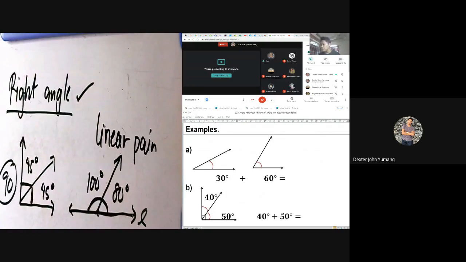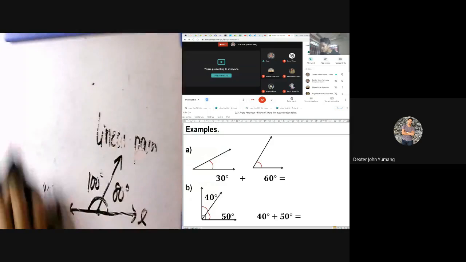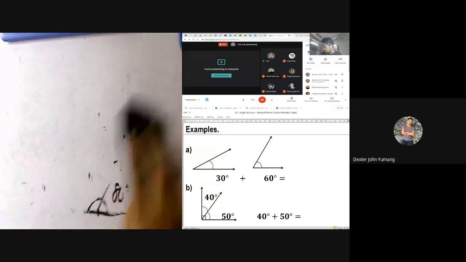Take a look with letter A. The first example is 30 degrees added to 60 degrees. If you are going to add 30 and 60, we will get the sum of 90 degrees. And 90 is an example of a supplementary angle. Complementary, rather. Again, 30 plus 60 is equals to 90, and 90 is a complementary angle. So you write in letter A the answer 90 degrees, then complementary angle. Allow me to erase this one. So the answer there for letter A is 90 degrees, complementary angle.